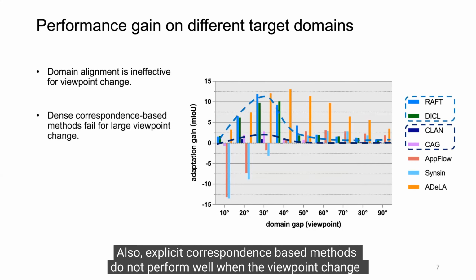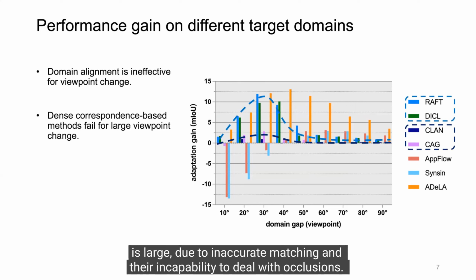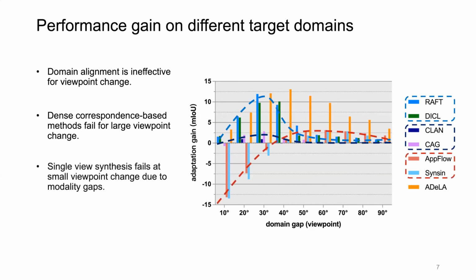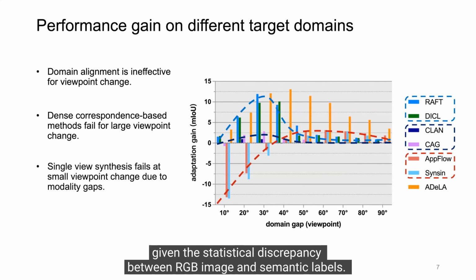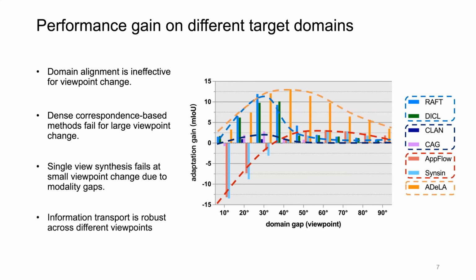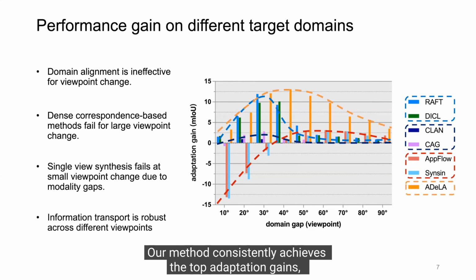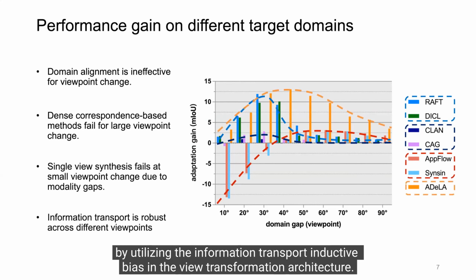Also, explicit correspondence-based methods do not perform well when the viewpoint change is large, due to inaccurate matching and their incapability to deal with occlusions. Again, view synthesis methods fail even at small view changes, given the statistical discrepancy between RGB images and semantic labels. Our method consistently achieves the top domain adaptation gains by utilizing the information transport inductive bias in the view transformation architecture.